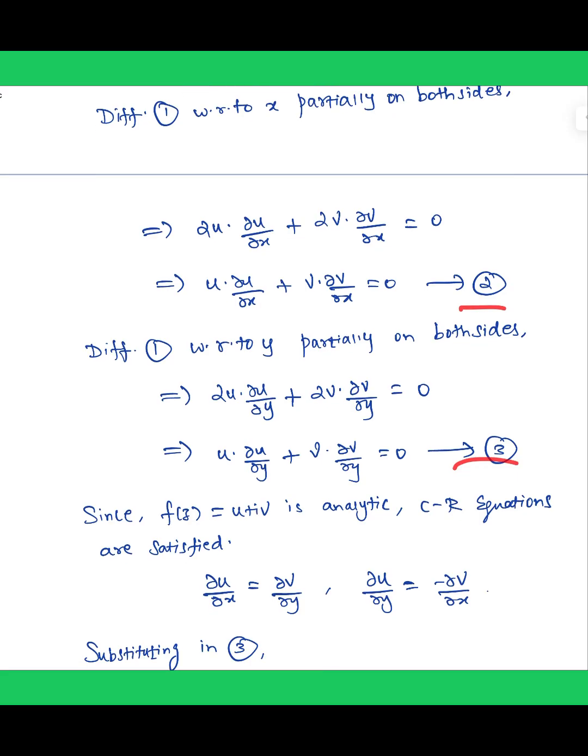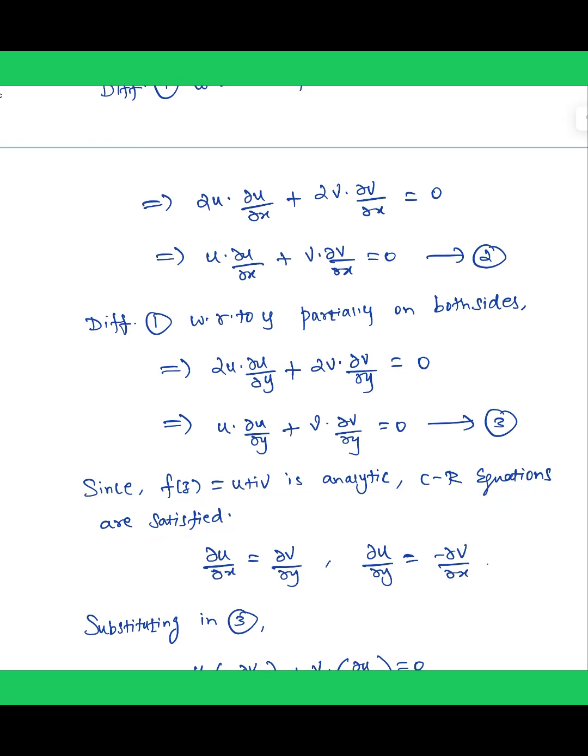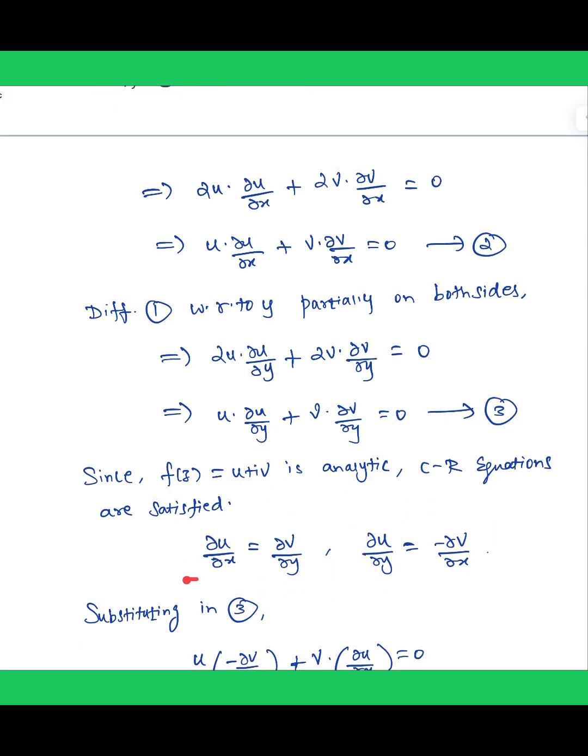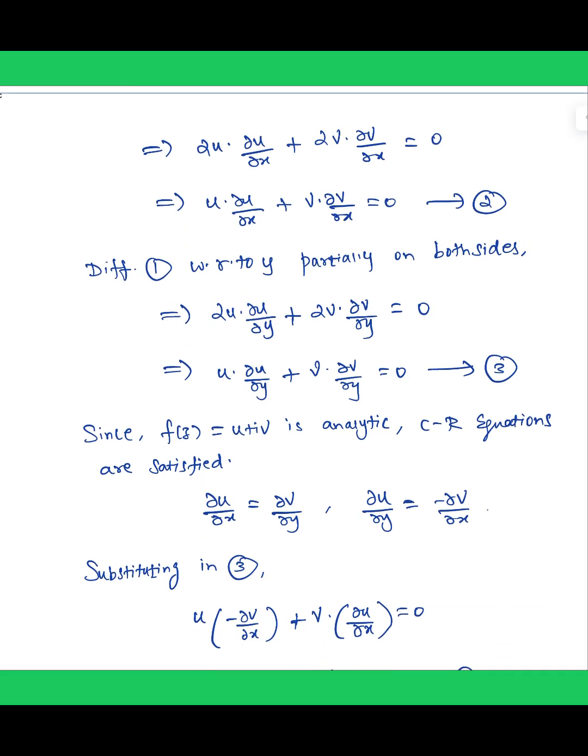Now with this, what can we do? Since f(z) is analytic, the CR equations are satisfied. So what are the CR equations? ∂u/∂x equals ∂v/∂y, and ∂u/∂y equals minus ∂v/∂x. So take these equations and try to substitute in equations number 2 and 3. Here I'm going to substitute in equation 3. I'll tell you the reason why.